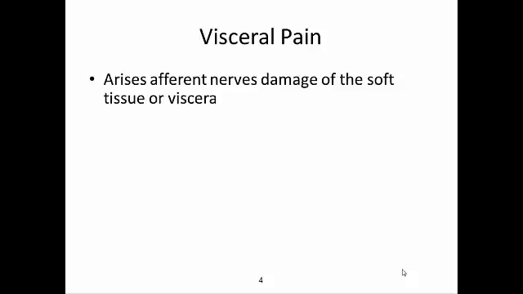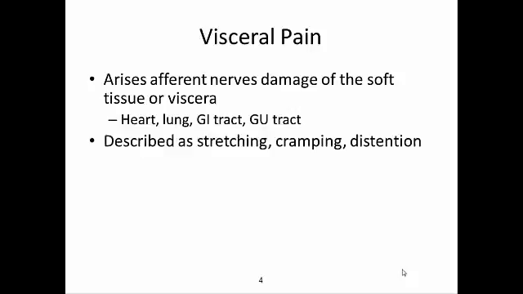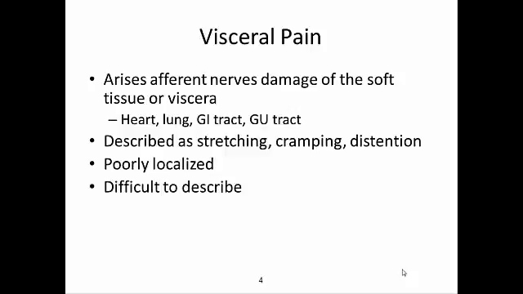Visceral pain arises from afferent nerve damage of the soft tissue or viscera. So we're thinking about damage or injury around different types of organs. So the heart, the lung, the gastrointestinal tract, or the GU tract. And if the patient can describe it, they'll describe it as stretching, cramping, or distension type pain. As you can imagine, this is not external pain, so it's poorly localized and difficult to describe.